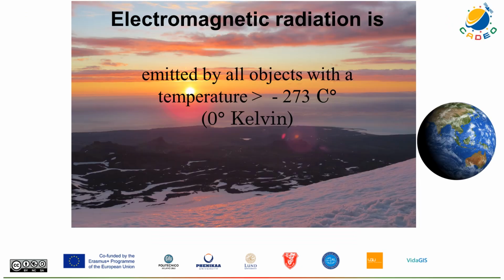We know now that electromagnetic radiation is emitted by all objects with a temperature above absolute zero, which is 0 degrees Kelvin or minus 273 degrees Celsius. So all objects, the sun is 6,000 degrees and it emits a lot of energy or electromagnetic radiation, but also other objects, a house that is maybe 20 degrees is also emitting radiation in different wavelengths.